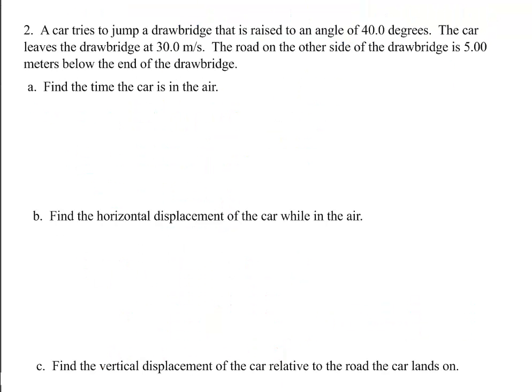All right, let's take a look at this one. We've got a car trying to jump across a drawbridge. It's raised to an angle of 40 degrees, so we know an angle. The car leaves the drawbridge at 30 meters per second, so there's a velocity for us. And the road on the other side of the drawbridge is 5 meters below the end of the drawbridge. So our landing height is different from our launching height.